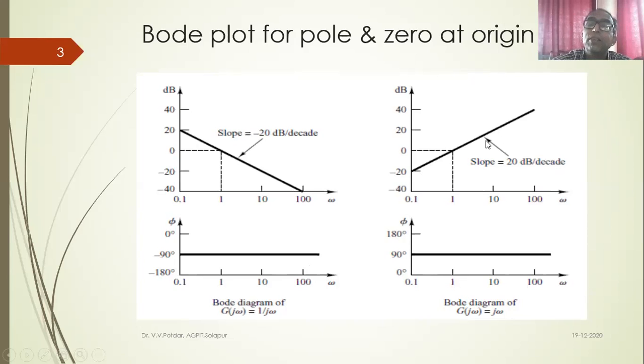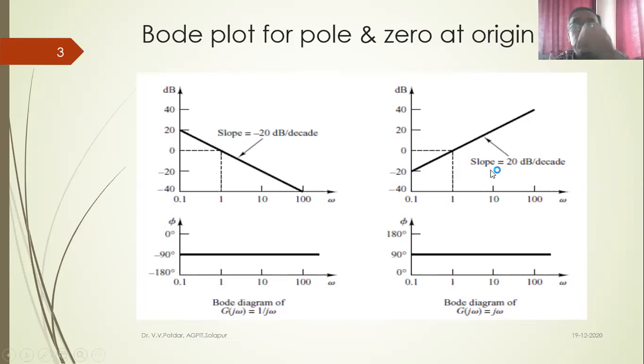So if it is a single 0, so s to the power 1, I'll be having a straight line of slope 20 decibel per decade. This is 1 decade, right? Plus 20 decibel. So with increase of omega, decibel is increasing, that is positive slope. With increase of omega, if decibel is decreasing, it is negative slope. So for 0 at the origin, I have slope of plus 20 decibel per decade. So it will be a straight line of increasing slope.